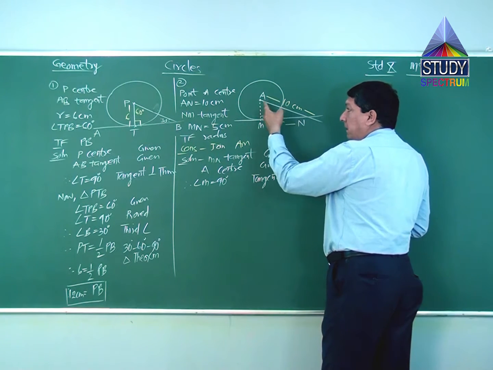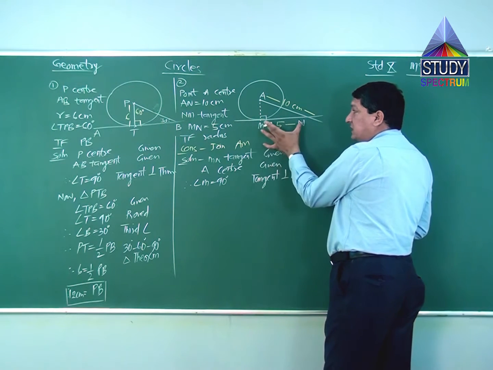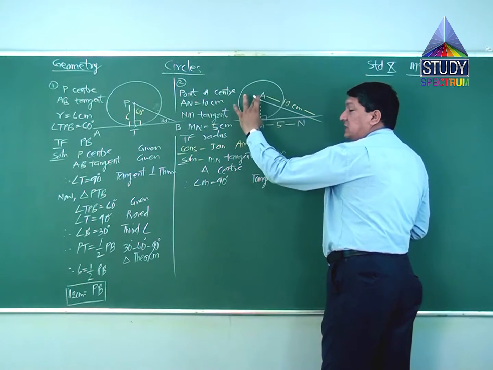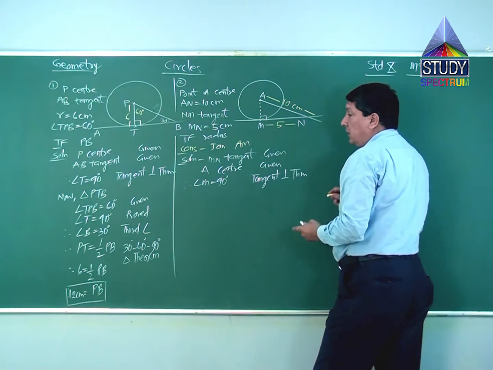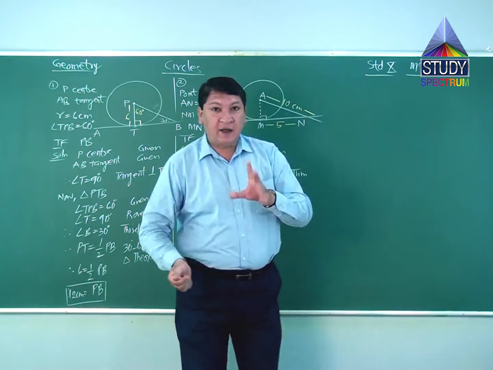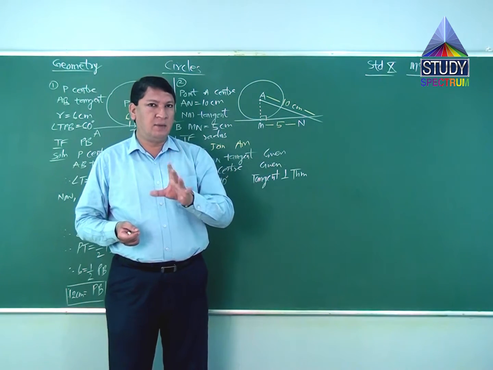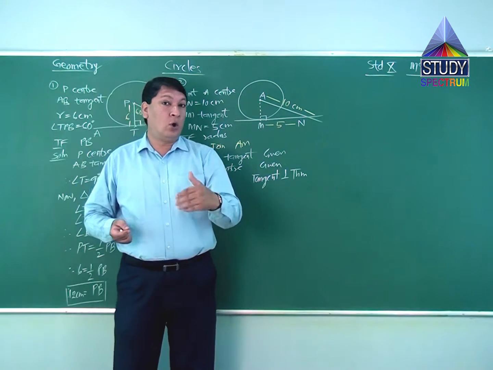Now don't you think we can apply Pythagoras theorem? With a 90 degree angle, one side known and the hypotenuse known, the third side we can find out by using Pythagoras theorem. But I want to talk to you about one alternate method also. Just think over it and you will come to know that we can get the answer by an alternate method also.